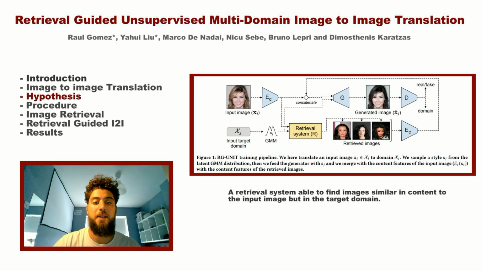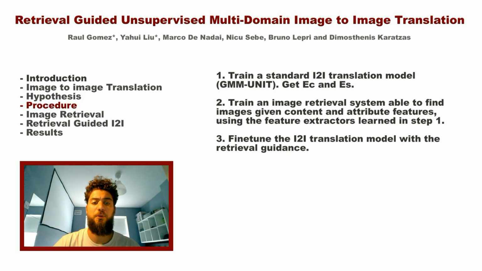Our hypothesis is that a retrieval system able to find real images similar in content to the input images but in the target domain can help an image-to-image translation model to generate more realistic images. In this specific example, the retrieval system finds images similar to the input one but with black hair, and those images are used as additional information to train the image transformation system. This is the procedure we follow.